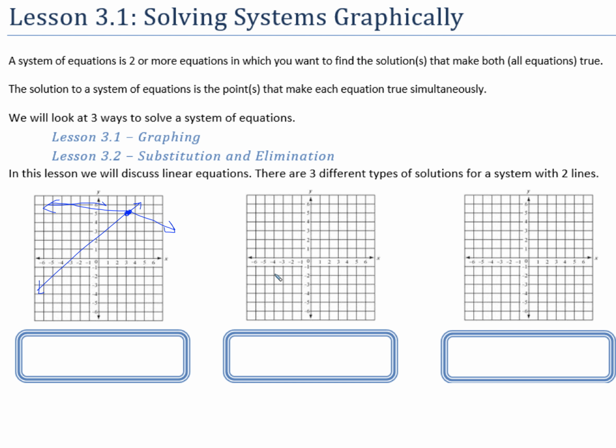The next possibility is to have one line and then to have another line that does not intersect it, and so therefore they would be parallel. So this one has no solutions.